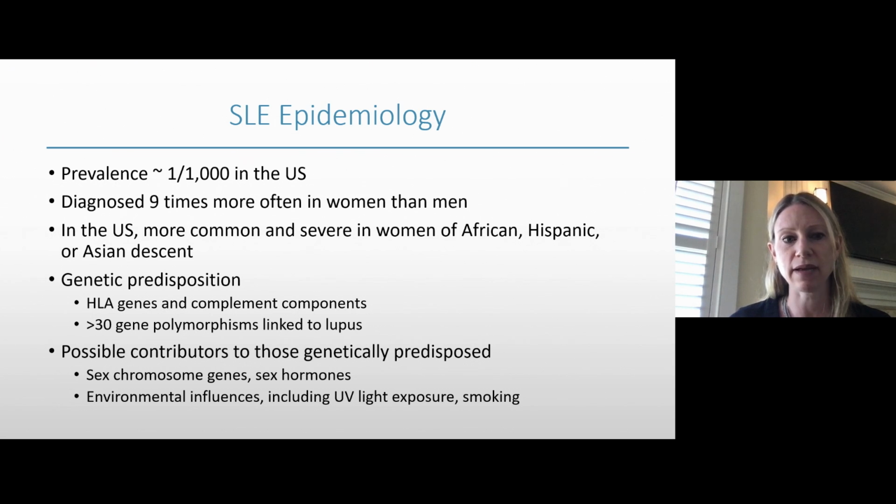So in terms of epidemiology, the prevalence of lupus is about 1 in 1,000 in the US. It's diagnosed 9 times more in women than men. And in the US, it's more common and more severe in women of African, Hispanic, or Asian descent. We know there is a genetic predisposition, as we discussed, and there are greater than 30 gene polymorphisms that have been linked to lupus. And then possible contributors to those genetically predisposed include sex chromosome genes, sex hormones, environmental influences, including UV light exposure and smoking.